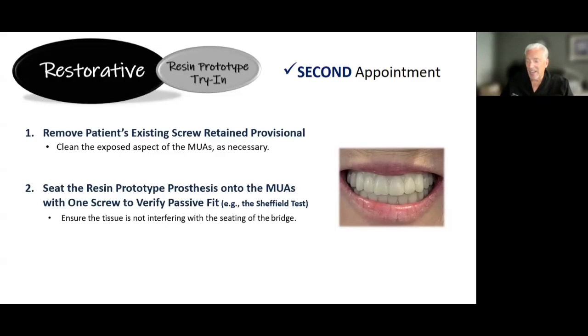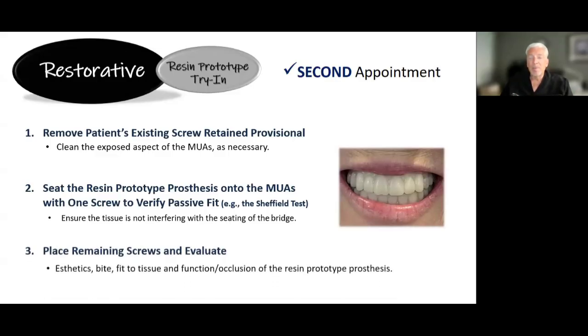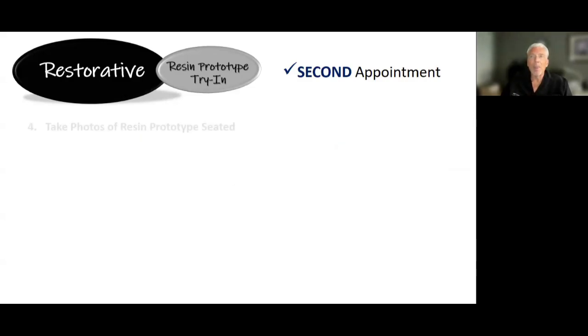So you just want to make sure that that fits well, and then you're going to go ahead and put the rest of the screws in, and then you're going to do your evaluation. How's the occlusion? Go with excursive movements, their F and S sounds. All the things that you're doing. This is your aesthetic evaluation, functional evaluation. All of it is happening right here and right now.